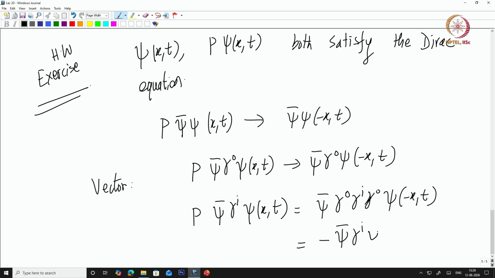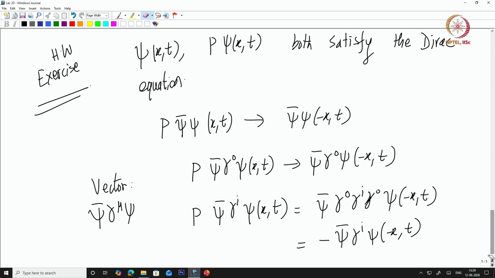Because of the space part, this picks up a minus sign, psi bar gamma mu psi. So, the vector picks up a minus sign, and an actual vector is one which does not pick up a minus sign.